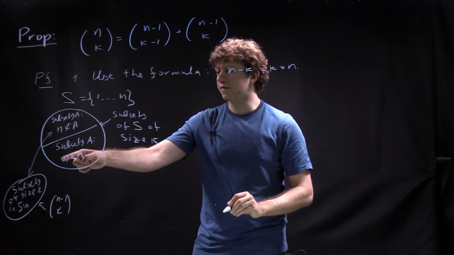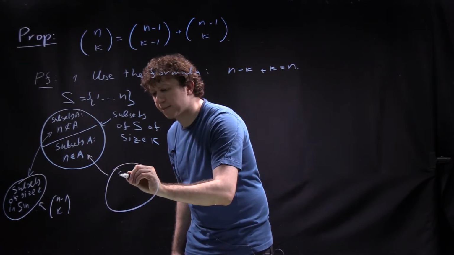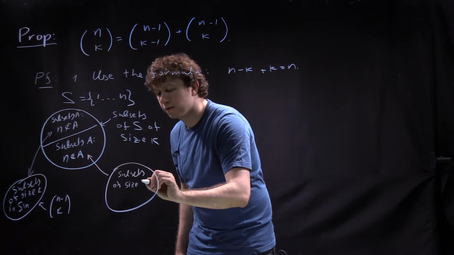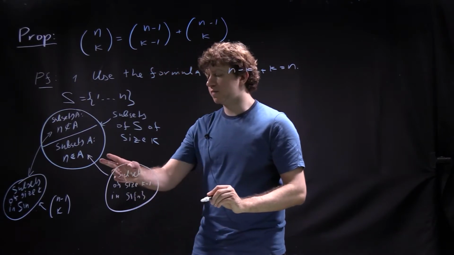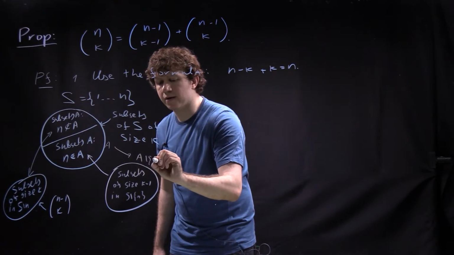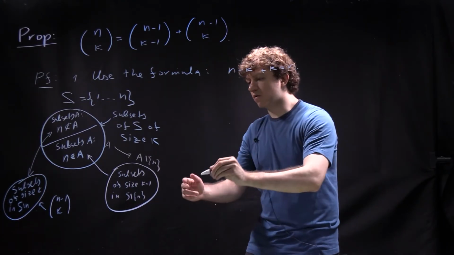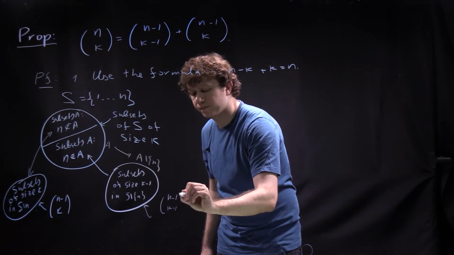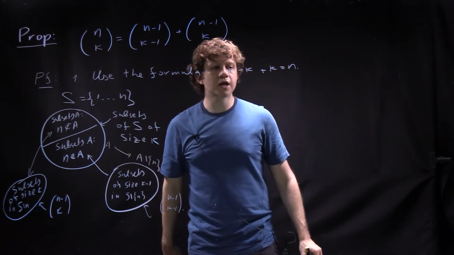But on the other hand, if you look at this set, that's also in bijection with subsets, but now of size k minus 1 in S without n. And the reason is that if you have a certain subset A, you can just send it to the subset A without n. And this is a smaller subset of size k minus 1 of the smaller set. And of course, the set of such subsets has cardinality n minus 1 choose k minus 1. So this is the recursive definition, and one can use it.